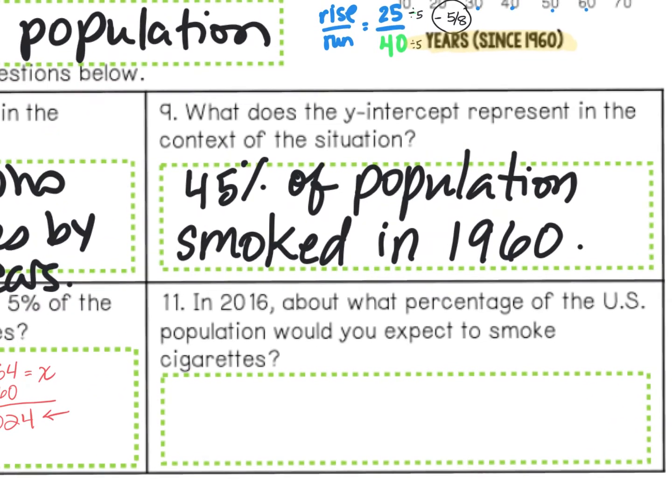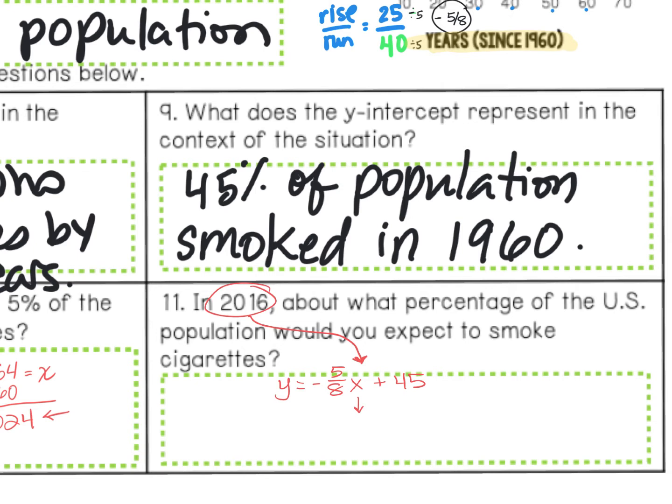Now, let's look at this one. In the year 2016, about what percentage of the U.S. population would you expect to smoke cigarettes? Now, they're giving us the year. So we're still using the same equation, y equals negative 5/8 x plus 45. But this time, they're giving us the year. That's the x. But remember, this x on this graph starts at 1960. So I'm not going to plug in 2016. No. We're going to take 2016 and subtract 1960.